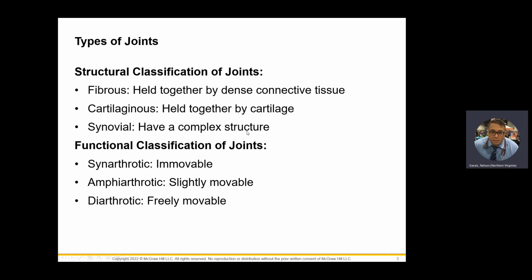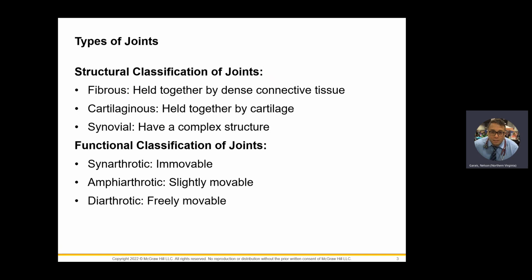Remember when we looked at Anatomage, when we looked at the kneecap? Remember we were messing with it, and then they had all these straps and all this connective tissue. So when we're looking at structural classification, you have something that's what? Fibrous, right? It's dense, it's hard. Cartilaginous, held together, of course, by cartilage. And synovial, a very complex structure.